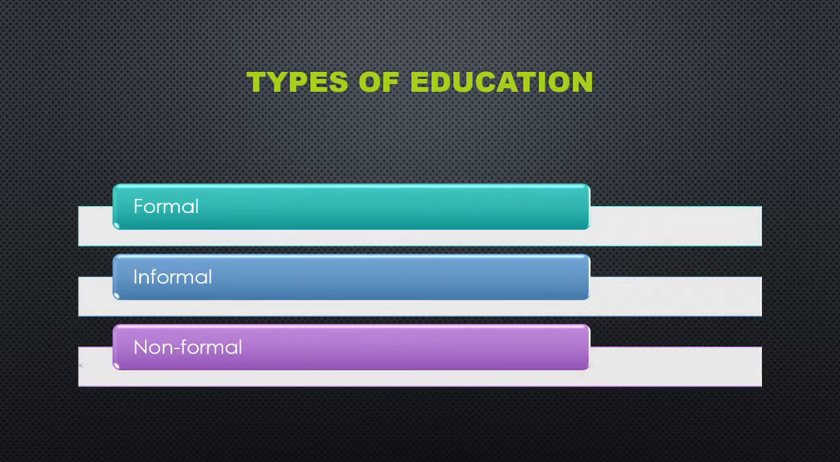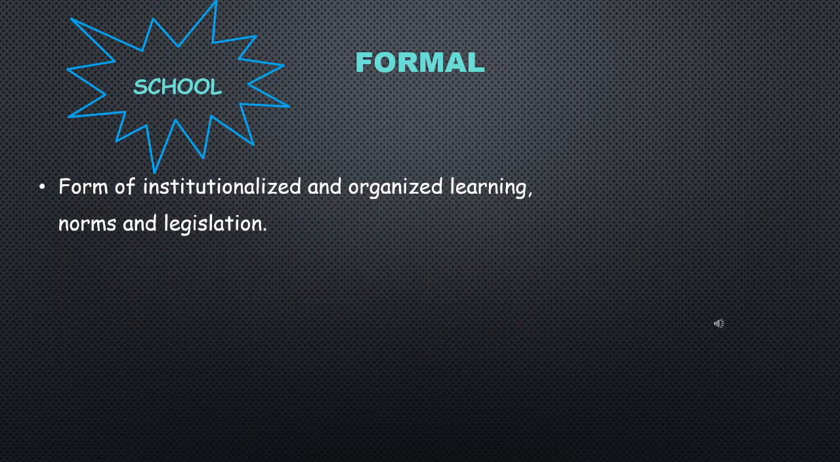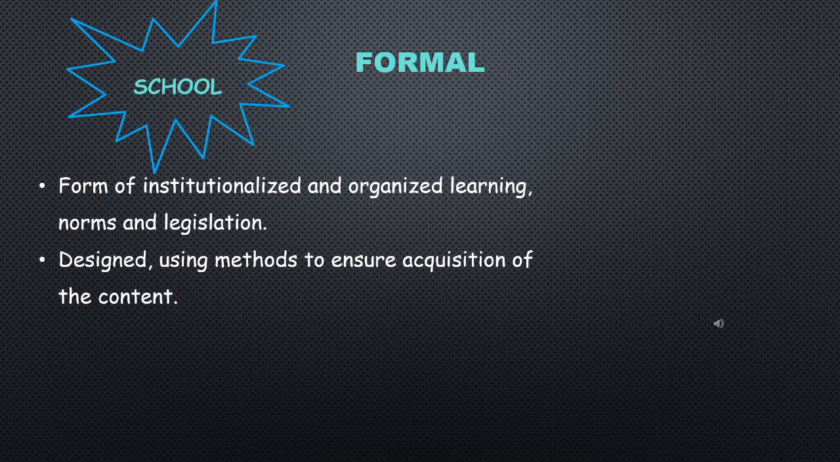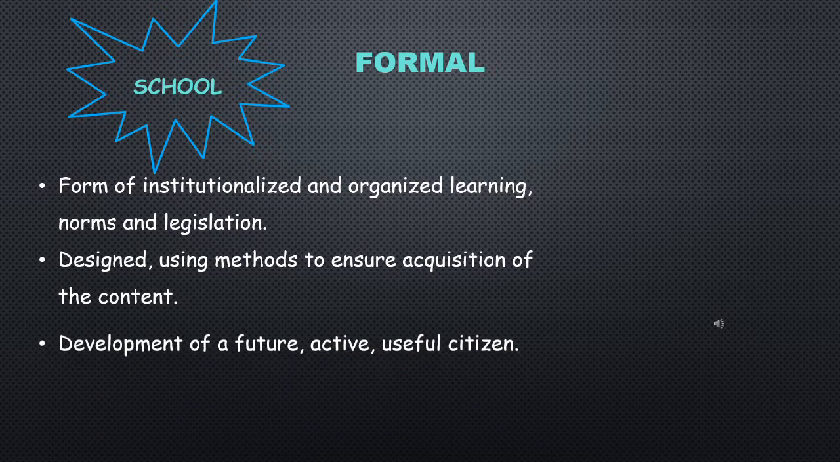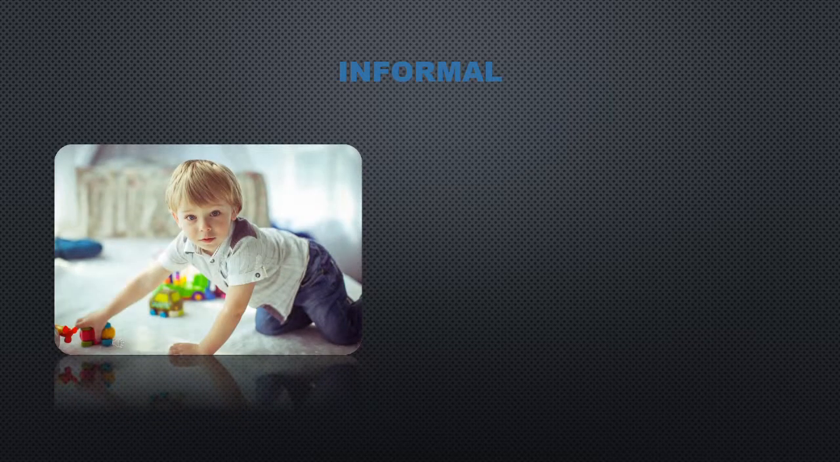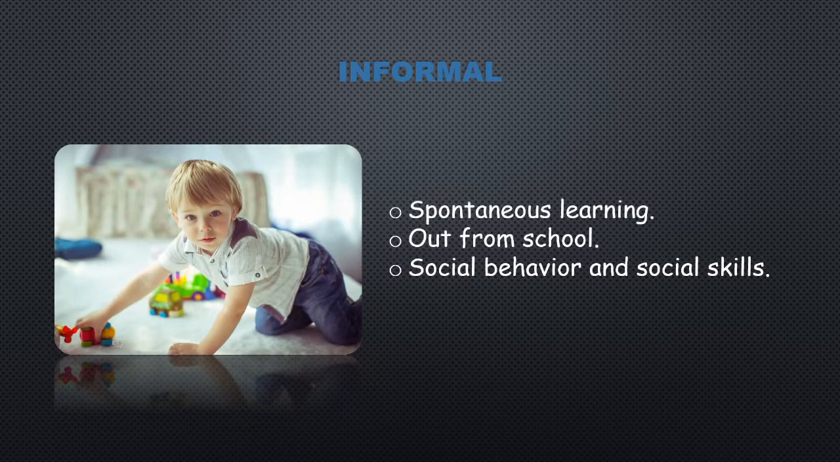Formal education is the one that we find in schools. It is a form of institutionalized and organized learning structured according to norms, having general and specific goals and professional educators. Its purpose is to provide society with active, useful, and productive citizens. Informal education is all the learning that takes place spontaneously, outside of school. Through this type of learning, we learn social behavior and develop most of our social skills.